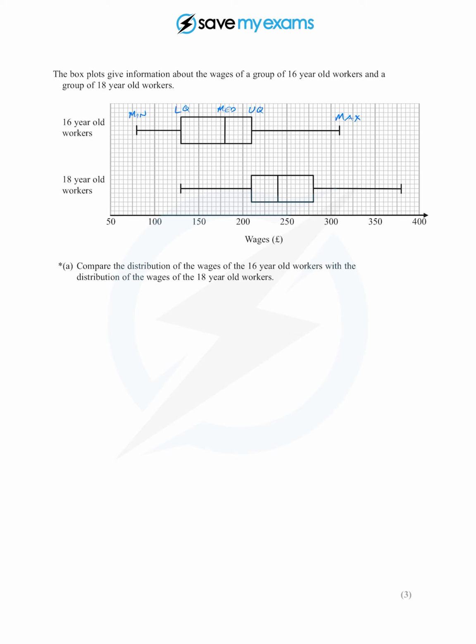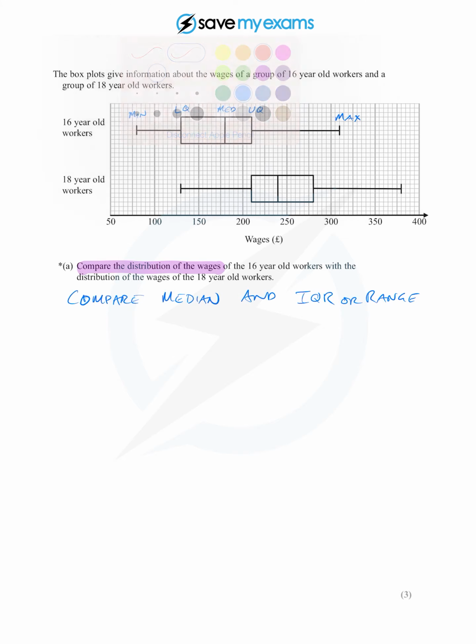Now, we're asked to compare the distributions of wages, and usually when we're asked to compare things, we should compare both an average, in this case a median, and we should also compare a measure of spread, so either the interquartile range, IQR, or range, which is the maximum minus the minimum. So let's just get ourselves some figures, shall we?